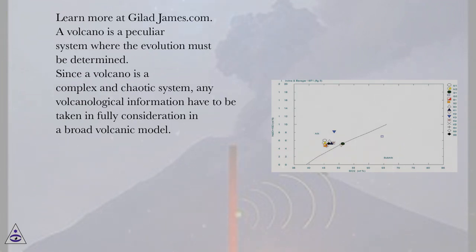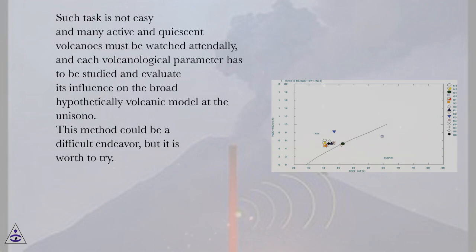A volcano is a peculiar system whose evolution must be determined. Since a volcano is a complex and chaotic system, any volcanological information has to be taken into full consideration in a broad volcanic model. Such a task is not easy, and many active and quiescent volcanoes must be watched attentively. Each volcanological parameter has to be studied and its influence evaluated on the broad hypothetical volcanic model. This method could be a difficult endeavor, but it is worth trying.